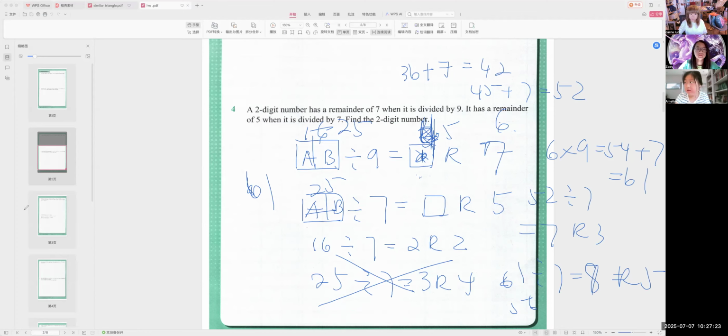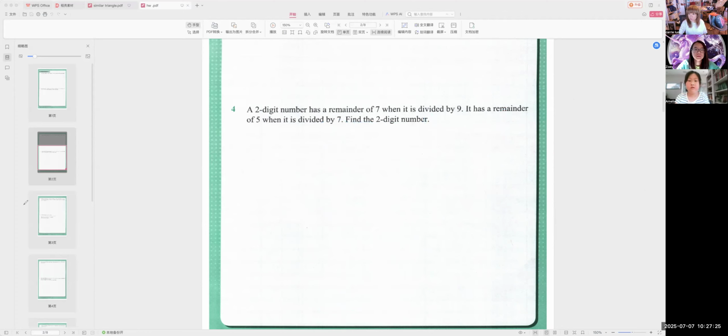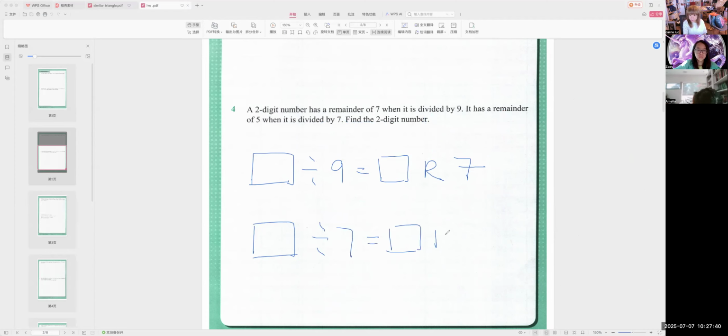Get it? Okay, so I'm going to clear it and you do it yourselves, okay? You two do it again on your own. So a number divided by 9 equals what? I don't know, but remainder 7, right, Amelia? The same number divided by 7, I don't know what the answer is, but remainder is 5. We keep trying, okay? So 1, 2, 3, 4, try it.